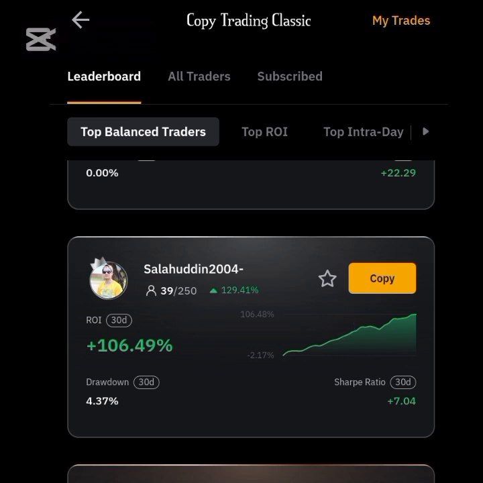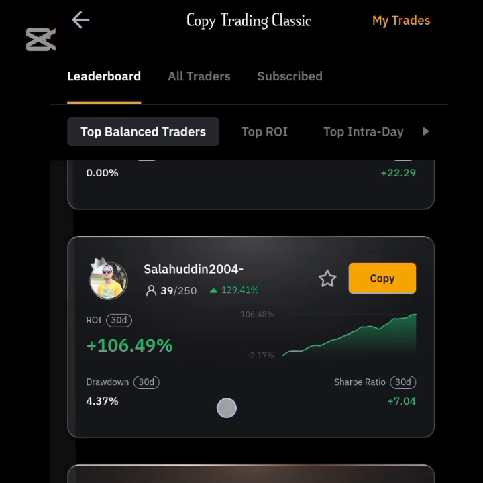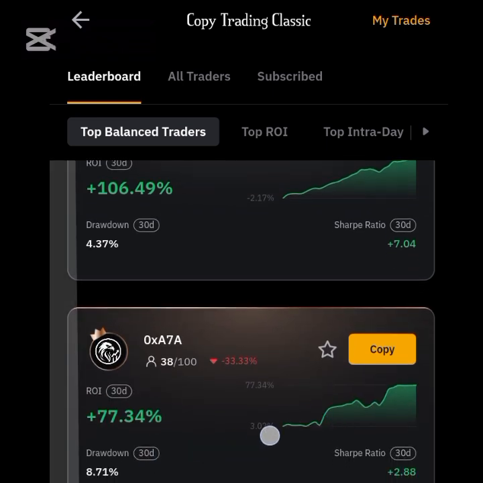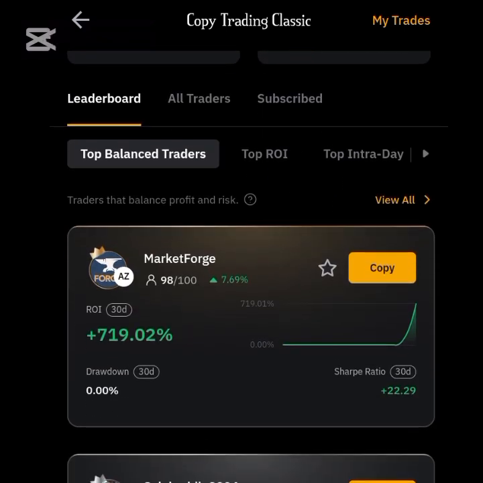Now you can see the second person, 100% profit in the last 30 days, with a drawdown of 4%, and the third person, 77% profit in the last 30 days with a drawdown of 8%. So these balance traders try to minimize the risks they take. So in the long run, they are making more money but risking less.